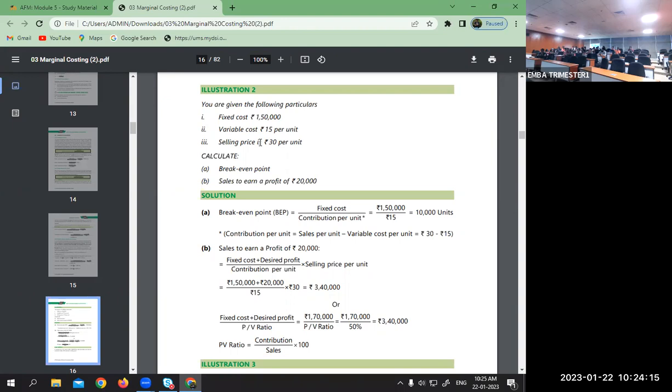Okay. Now, what is the break-even point? How do you calculate break-even point in units? Fixed cost by contribution per unit. Fixed cost is 1,50,000 divided by contribution per unit, which is 15. So 1,50,000 divided by 15 rupees is equal to 10,000 units. This is what the company should sell in order to earn 0 rupees as profit or 0 rupees as loss, that is, break even. Okay. Now, can you tell me what is the amount of sales this company should earn to reach the break-even point? Amount of sales. Value of sales.